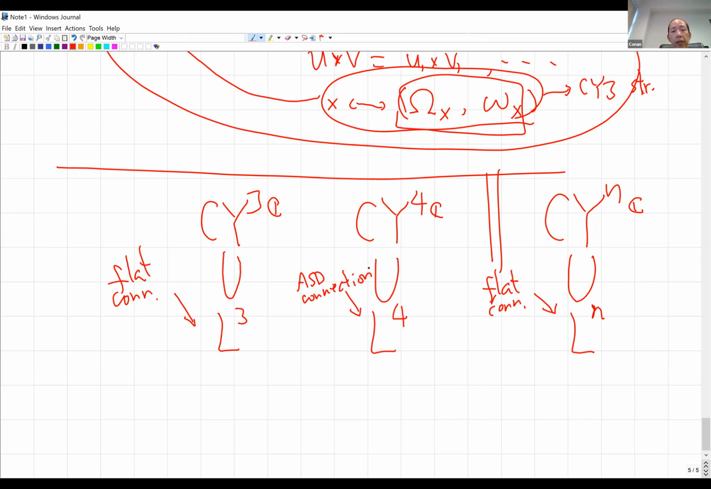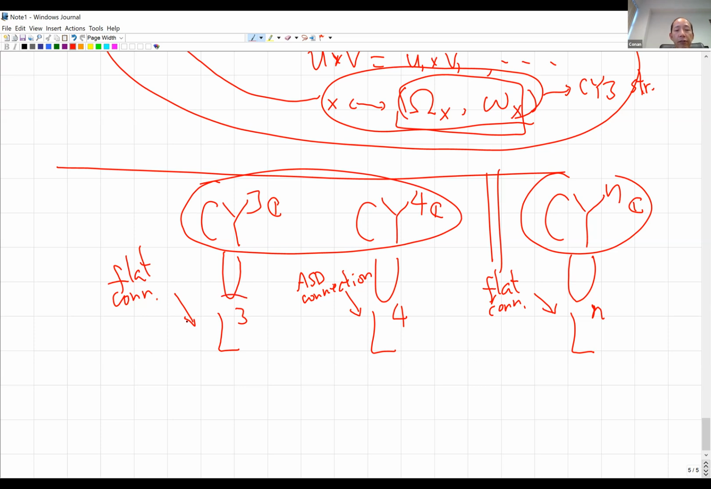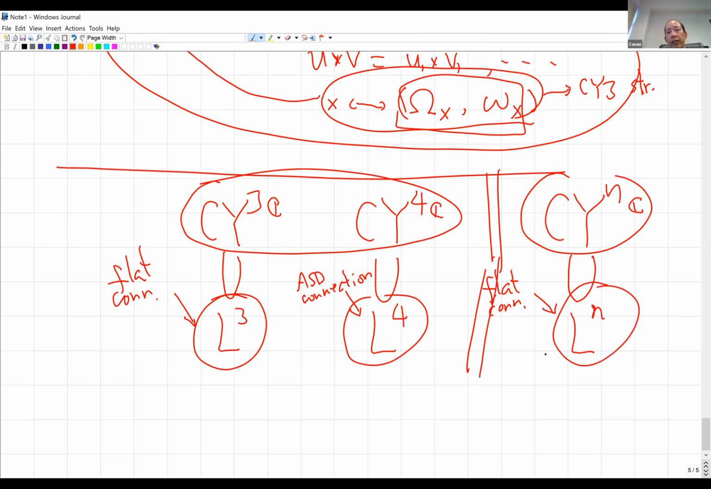So the way to view Calabi-Yau 3 and 4 versus Calabi-Yau n is as a complexification of a 3-dimensional Chern-Simons theory and 4-dimensional Donaldson theory, whereas in any other dimension you only get flat connections. We don't have a very interesting theory about all these connections. Only in dimensions 3 and 4 does the space of vector bundles become much more interesting.